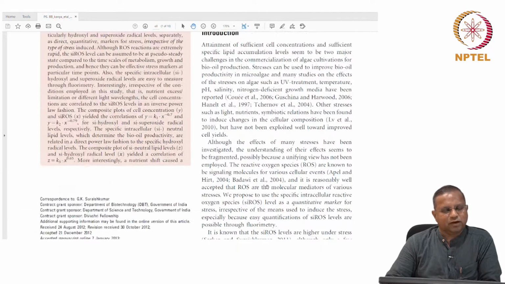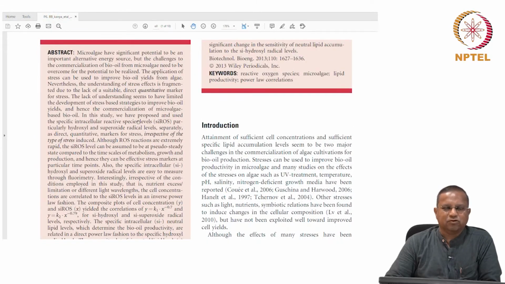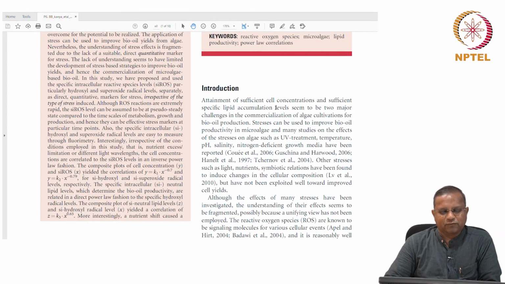Yeah, it is here. So, I will read the introduction. The abstract tends to be a little too focused for an undergraduate course. Okay. Attainment of sufficient cell concentrations and sufficient specific lipid accumulation levels seem to be two major challenges in the commercialization of algae cultivations for bio-oil production.